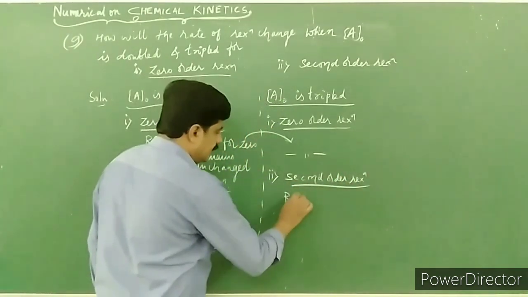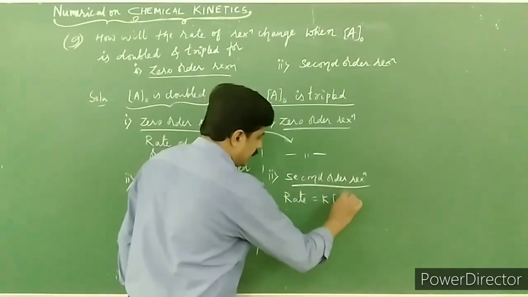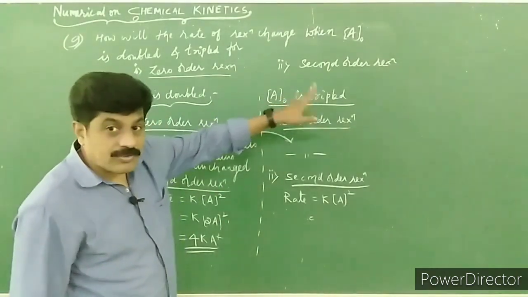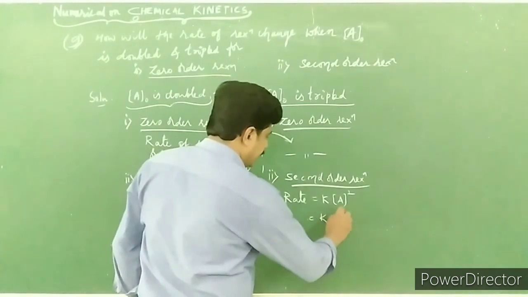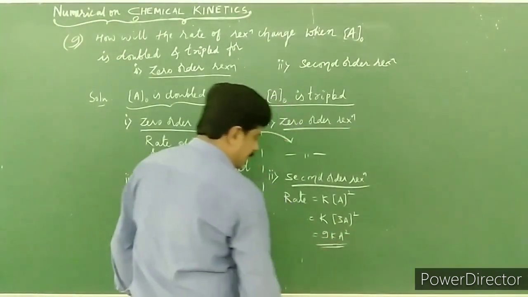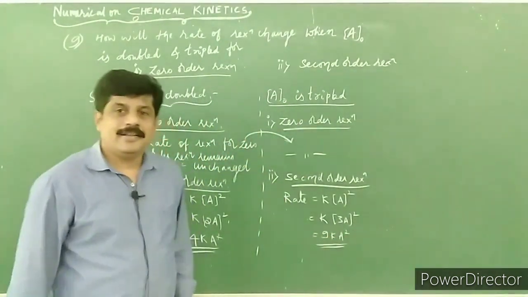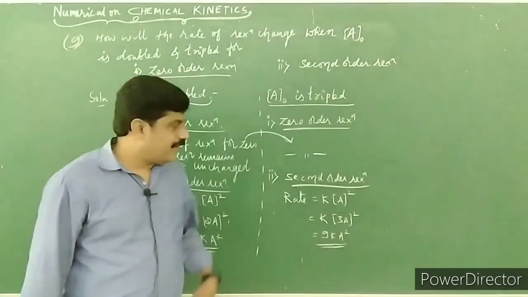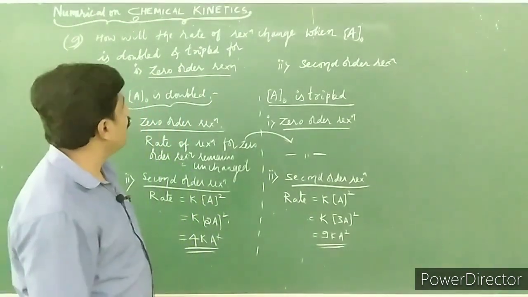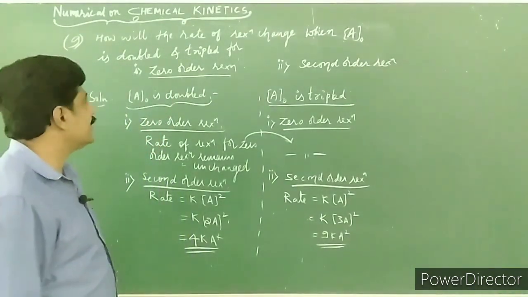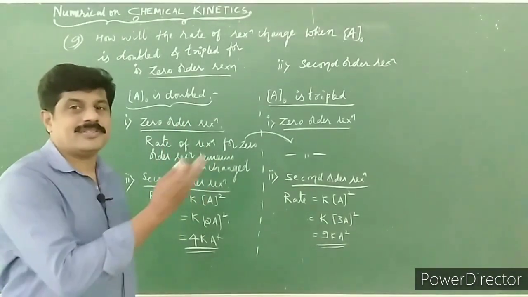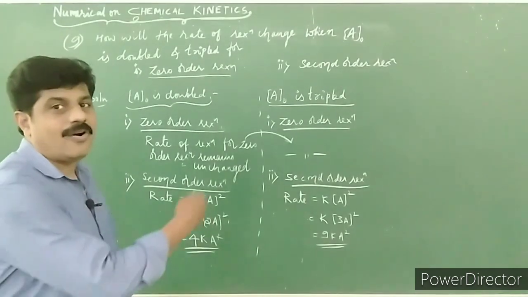Now how do I write the rate expression? Rate is equal to K into A to the power of 2. Children, what do they say here? When the A0 concentration is tripled, now what I do? K into 3A whole square, that is equal to 9KA square. Now when the concentration of A0 is tripled for a second order reaction, the rate increases by 9 times. So this is how you need to solve the numerical on the zero order as well as second order reaction when the concentration of A0 is varied, doubled or tripled.